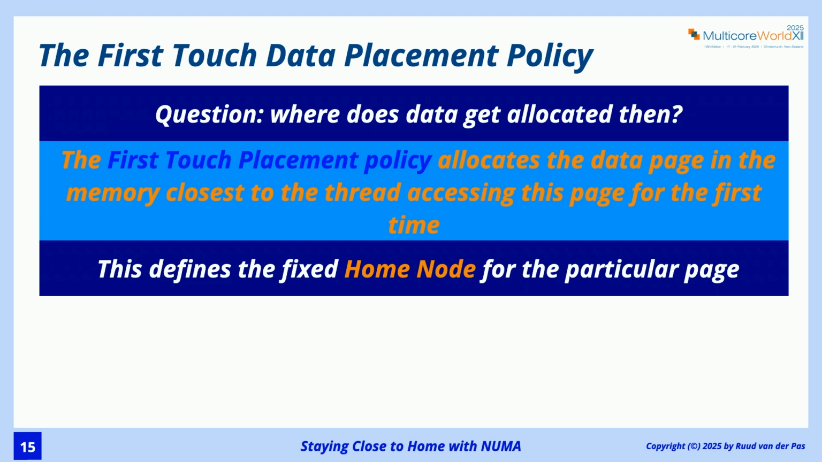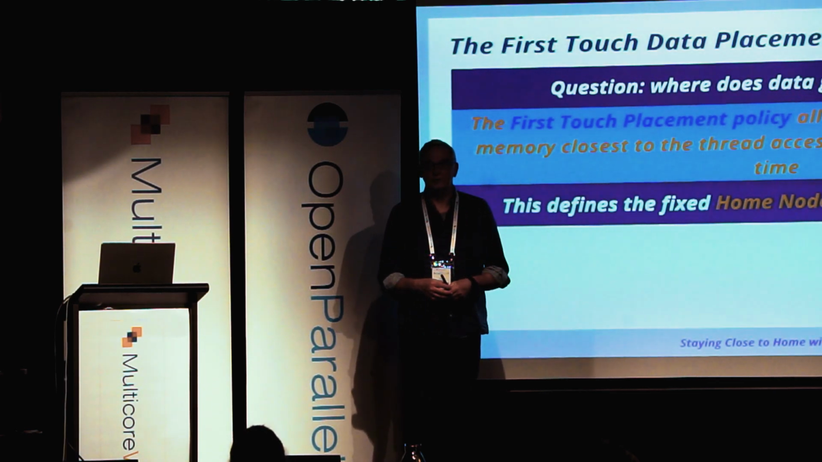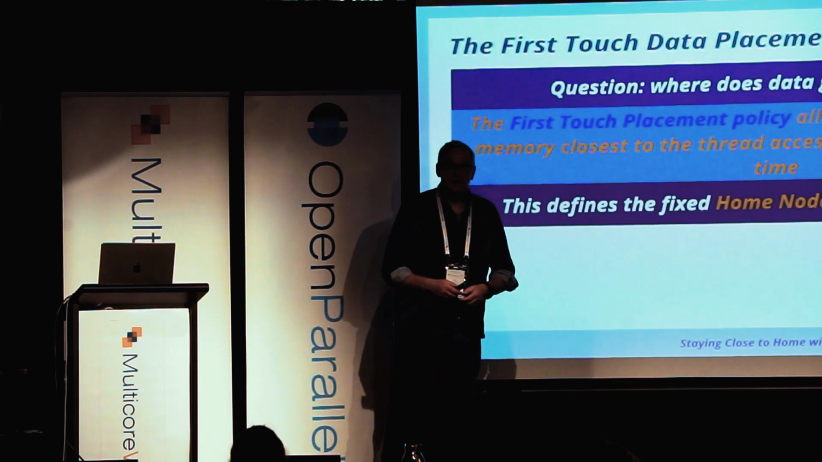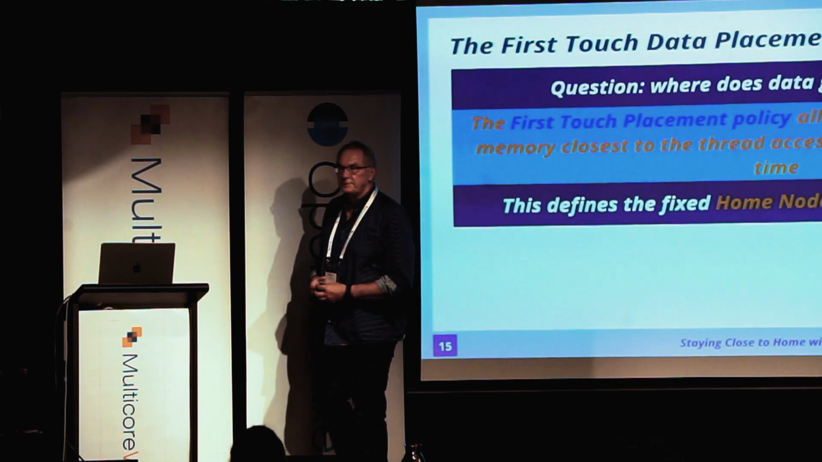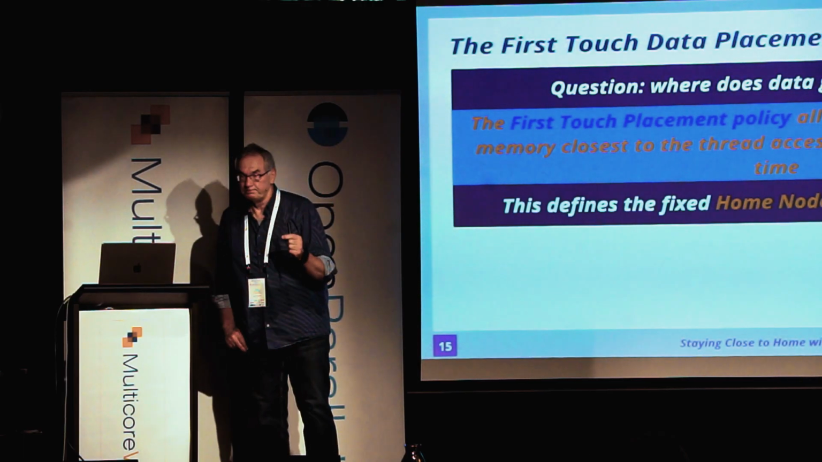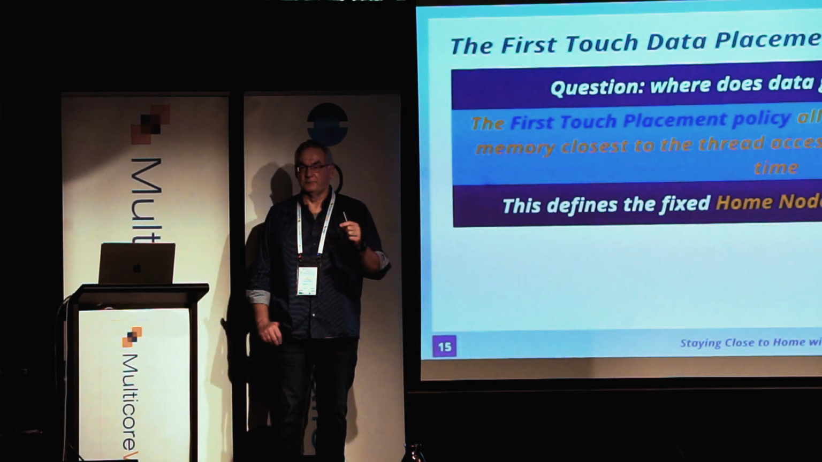But what the operating system has, it has a default placement policy. And usually you can change it, but the default is chosen quite well, because that's called first touch. And it's exactly doing what the name suggests. The thread that accesses an element in the page, this is all at the memory page level, for the first time, becomes the owner of it. And that's fixed. And that determines the home node of that piece of data.